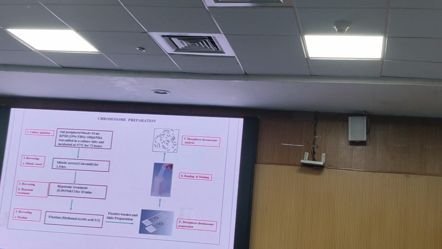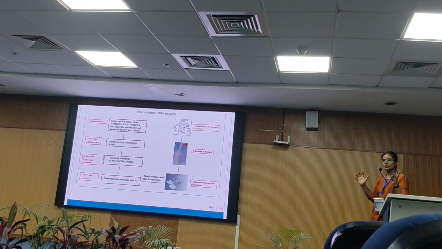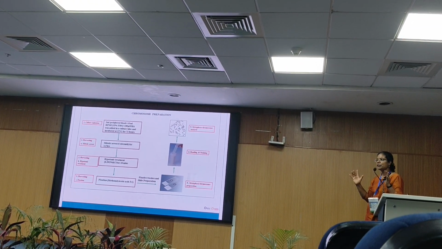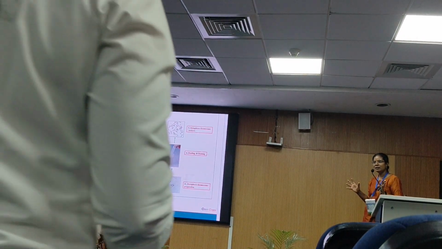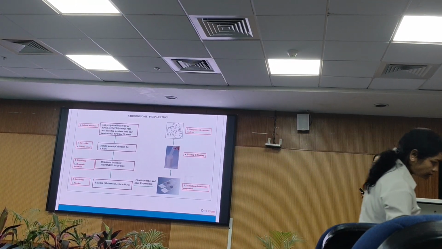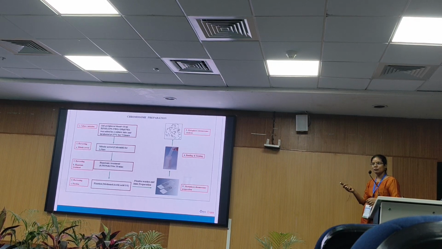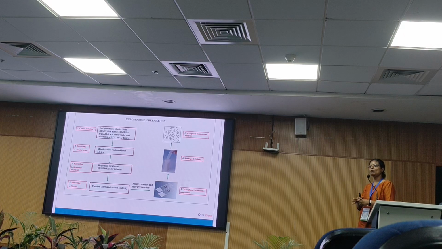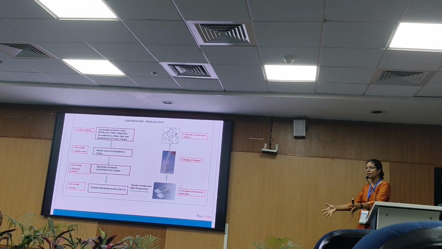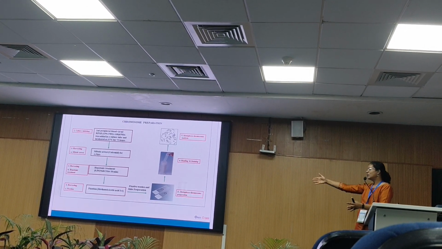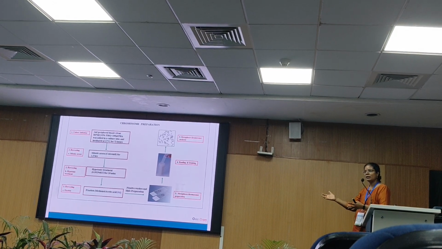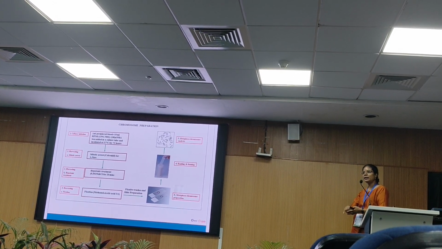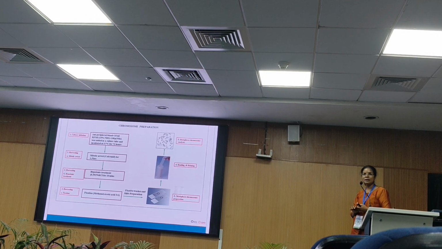So the cell which is present will become large. Then cytolysis will happen and the cell will break, releasing the chromosomes. So that is the function of hypotonic solution. The third one is fixing the cell. Once the chromosomes come out of the cell, you add methanol and acetic acid, which we call the fixative, and then the chromosomes are fixed.